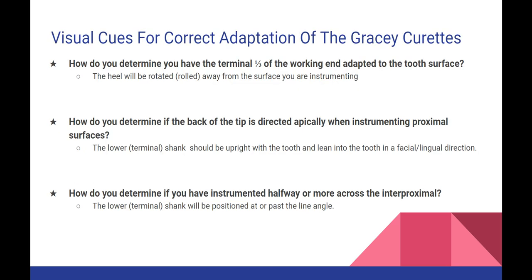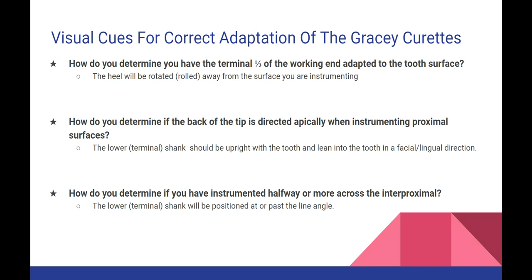A review of visual cues for correct adaptation of the Gracey curettes. How do you determine you have the terminal 1/3 of the working end adapted to the tooth surface? The heel will be rotated or rolled away from the surface you are instrumenting. How do you determine if the back of the tip is directed apically when instrumenting proximal surfaces? The answer: the lower or terminal shank should be upright with the tooth and lean into the tooth in a facial and lingual direction.